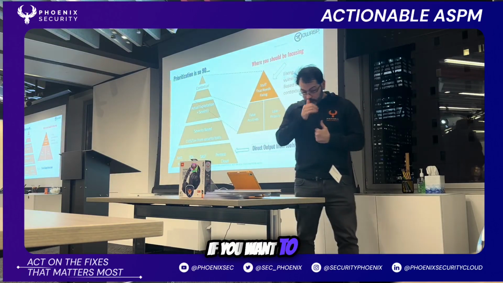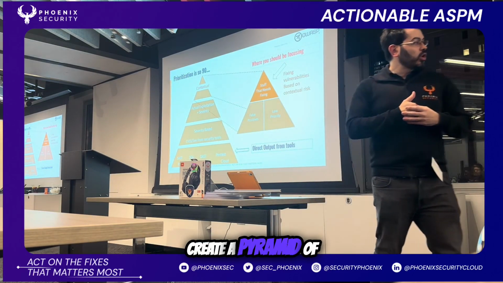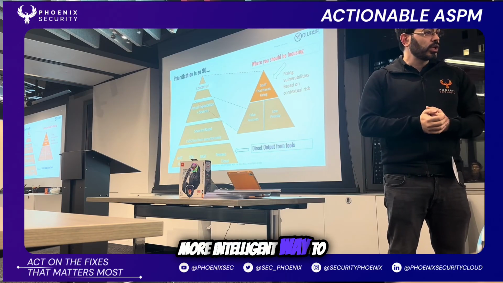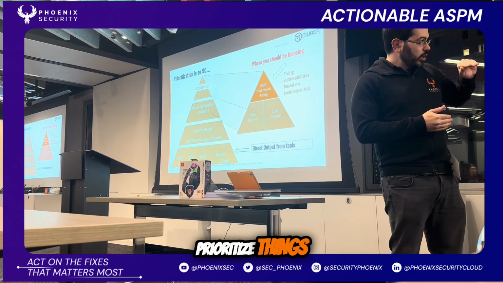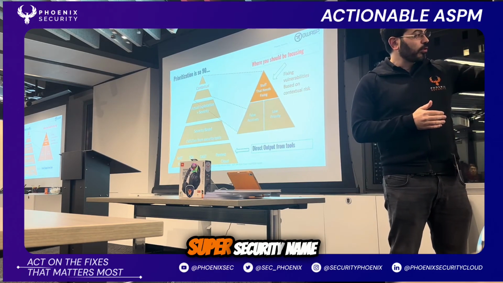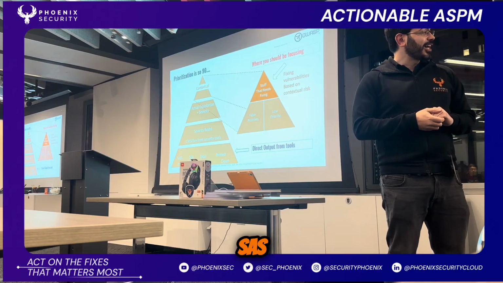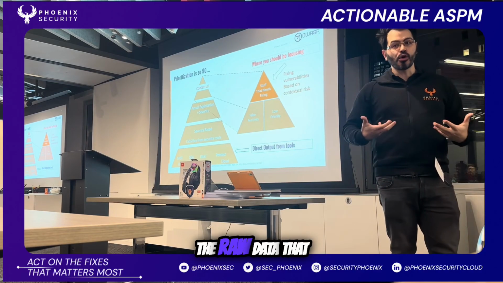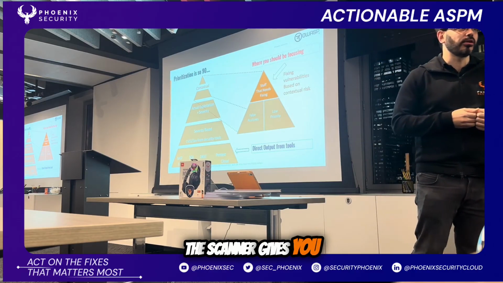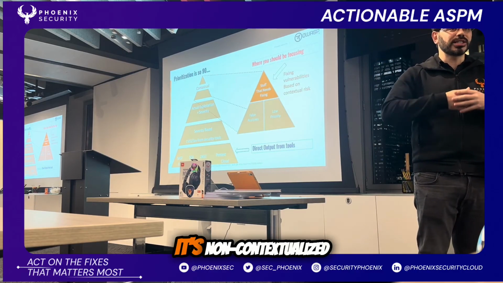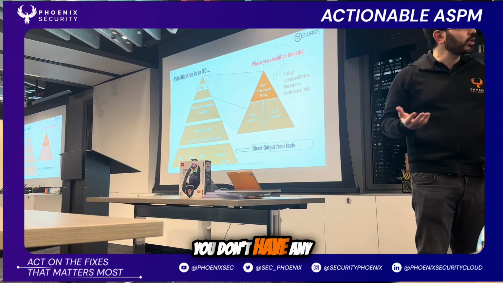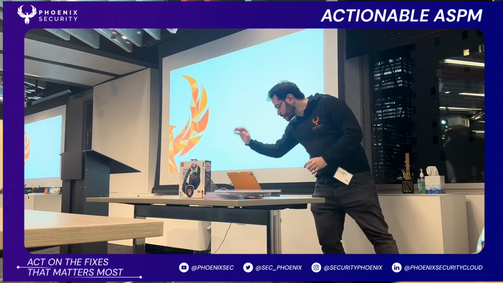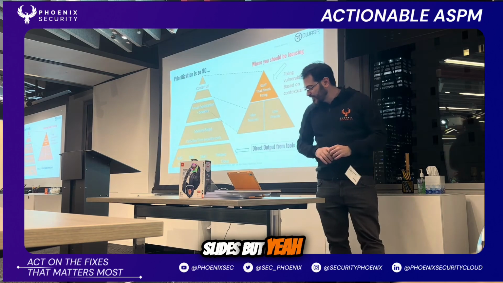But yeah, if you want to create a pyramid from the more stupid to the more intelligent way to prioritize things, you start from your soup of security names: SAST, SCA, DAST, pen test. Those are your scanners, and this is the raw data that the scanner gives you: hey, you have a critical. It's non-contextualized, you don't have any logic around it. And I can't talk as fast as my slides, but yeah.